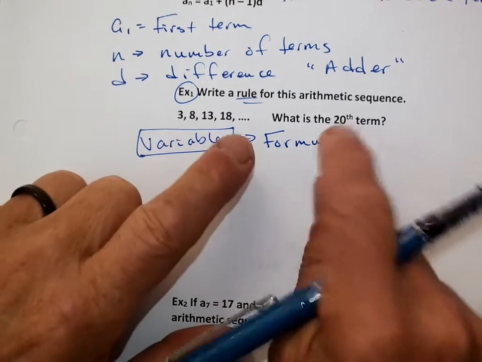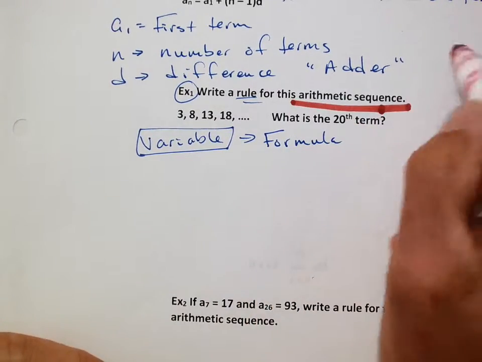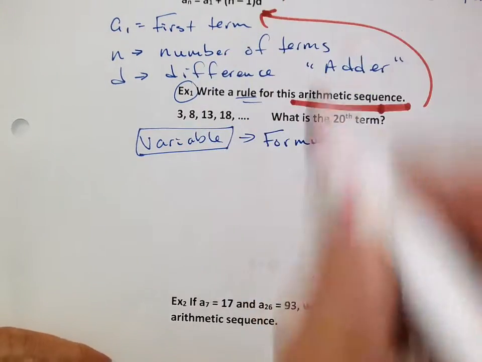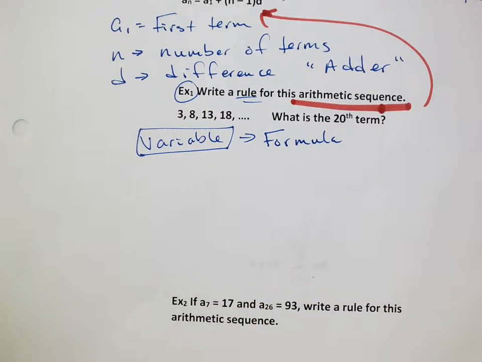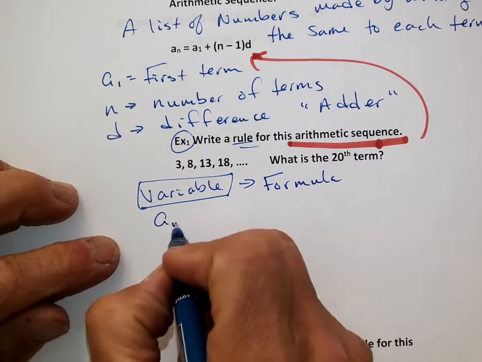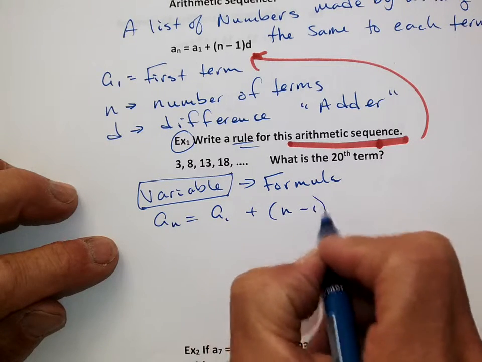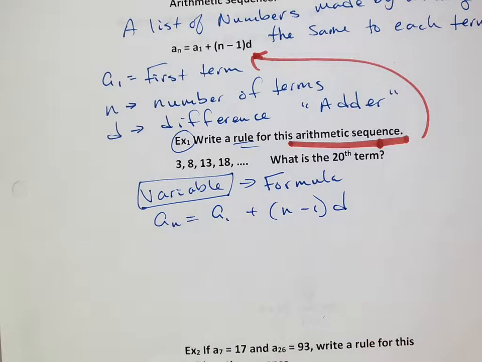So it says it's arithmetic. If it says arithmetic, we have a formula, don't we? So let me write that down. We're going to go A of n equals A1 plus n minus 1 times d, okay? So that's our general formula. Let's make it specific to this particular problem, okay?